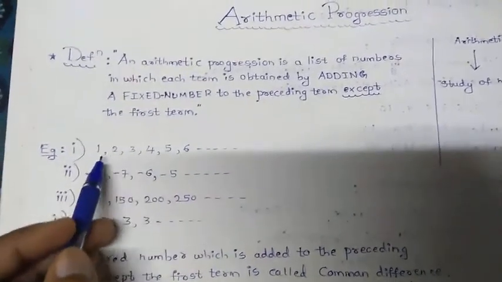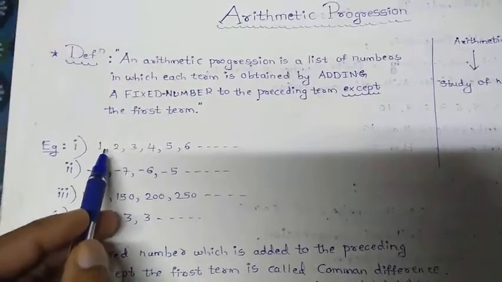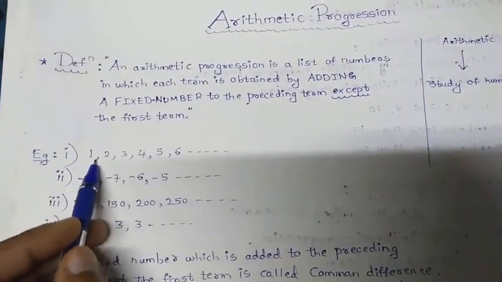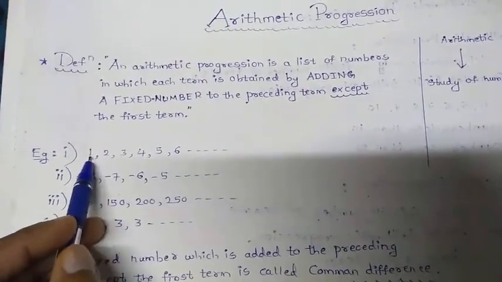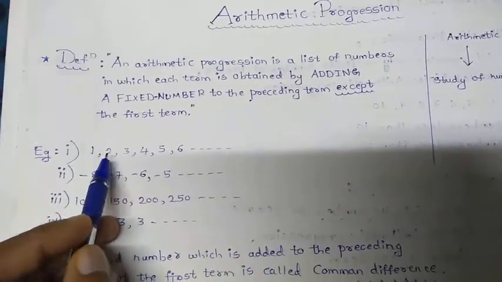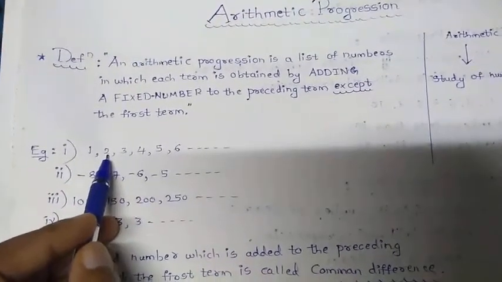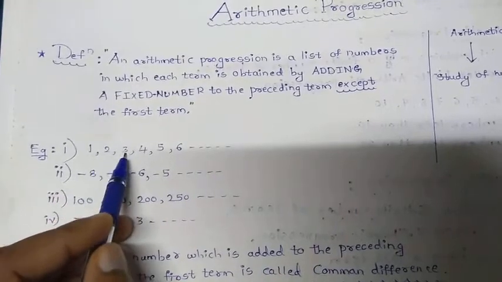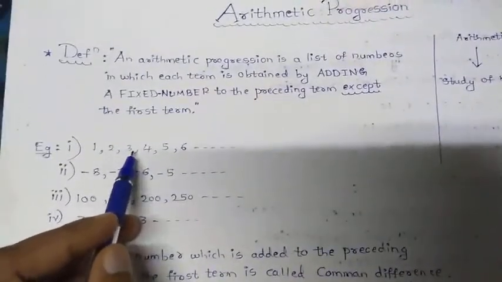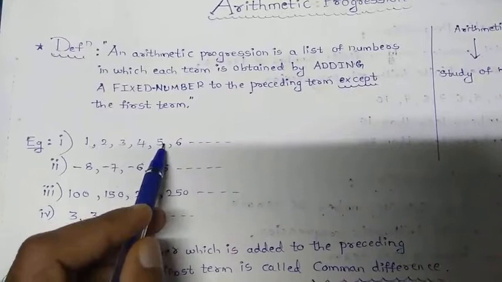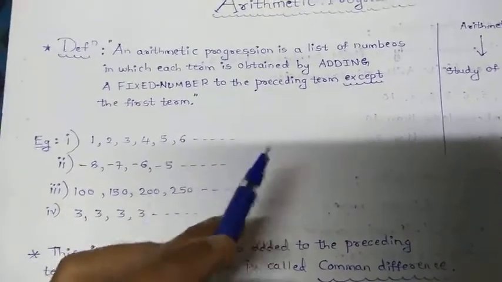and so on. So here we have added 1 to the first term, so that we have got 2 here, and again we have added 1 to the second term, we have got 3. 2 plus 1 is 3. Again 3 plus 1 is 4. 4 plus 1 is 5. 5 plus 1 is 6 and so on.